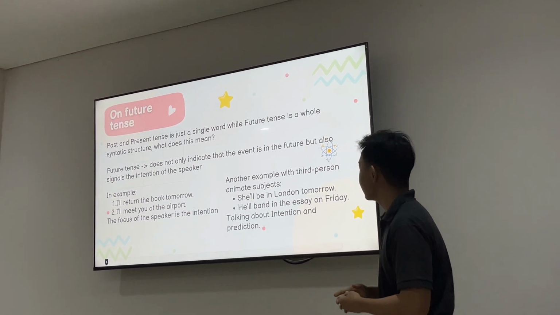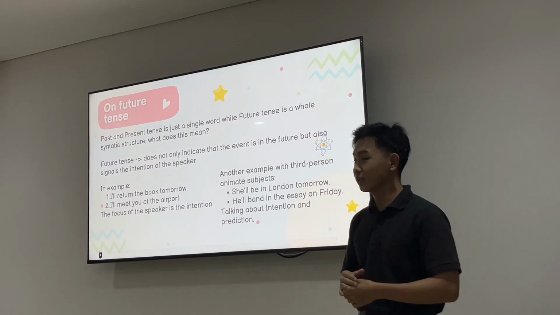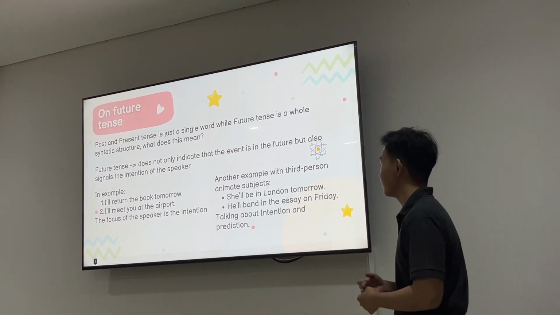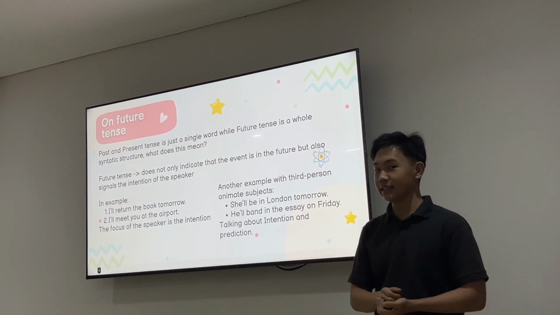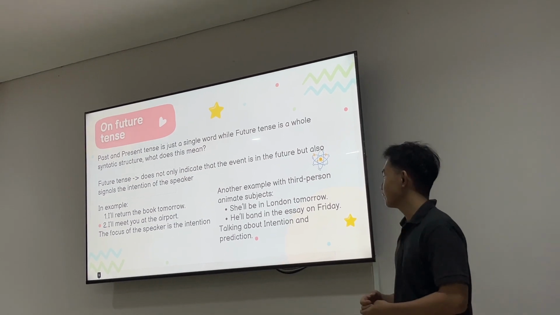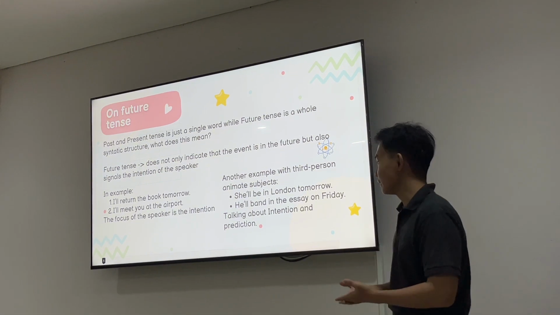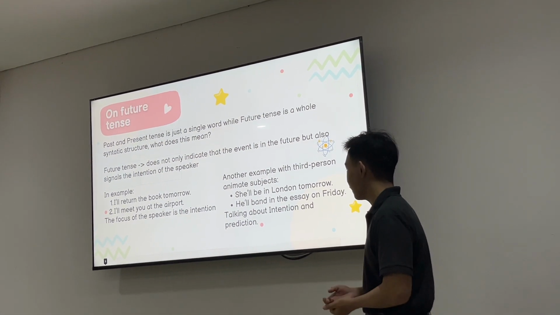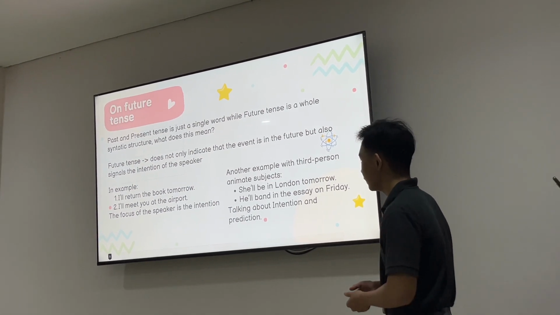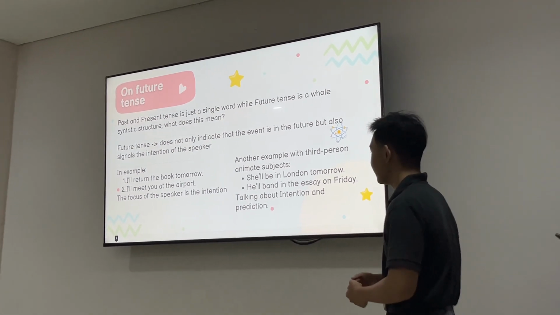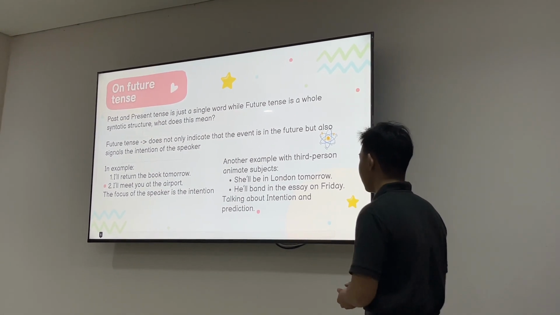Present tense is just a single word, while future tense is a whole syntactic structure from the auxiliary verbs. So future tense does not only indicate that the event is in the future, but also signals the intention of the speaker. It is showing intentions. Like in the example, I'll return the book tomorrow and I'll meet you at the airport. The will here is the intention of the speaker. So the focus of the speaker is the intention.